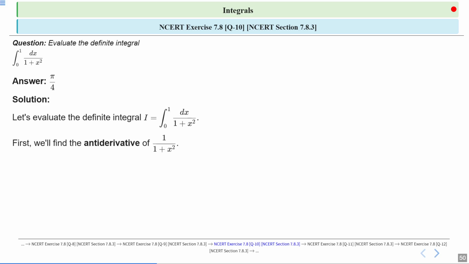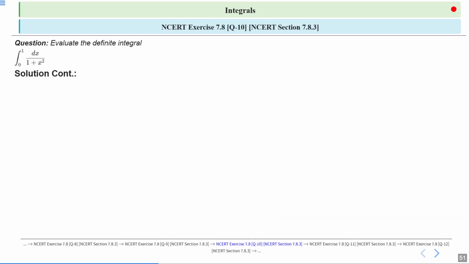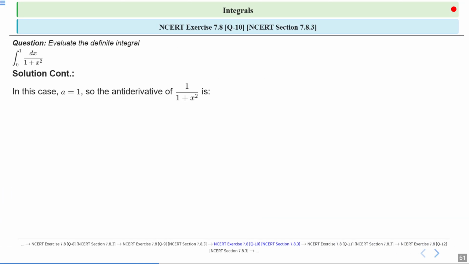At first we find the antiderivative of 1 by 1 plus x square. The standard integral formula for 1 by a square plus x square. Here the value of a is 1, and we know the integration of dx by a square plus x square is 1 by a tan inverse x by a plus c. So the antiderivative of 1 by 1 plus x square, integration of dx by 1 plus x square, is equal to 1 by a, that is 1, into tan inverse x by a, that is x. So tan inverse x is the value of the antiderivative.